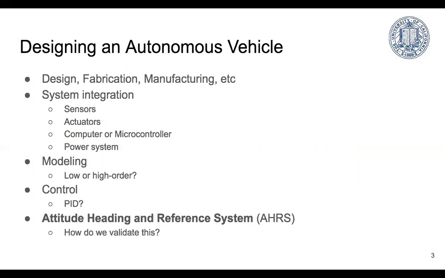But part of designing an autonomous vehicle or robot or a system that needs to operate in three-dimensional space and navigate is that we have to be able to estimate the attitude and the orientation of that vehicle or of that system. So I'll be talking about attitude, heading, and reference systems, and how we can make sure that they're working. How do we validate that they're working? I'll be referring to that system as an AHRS for short.